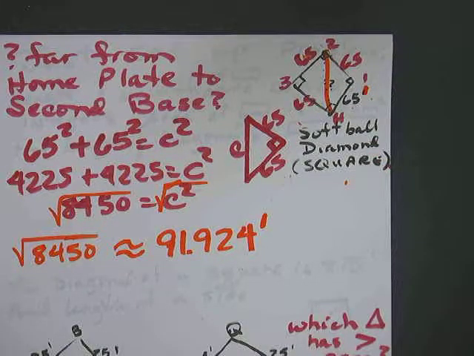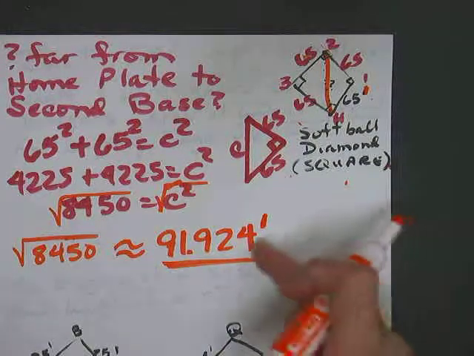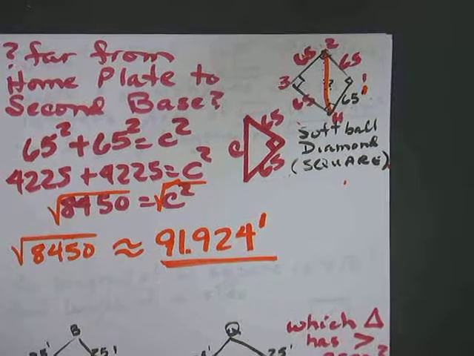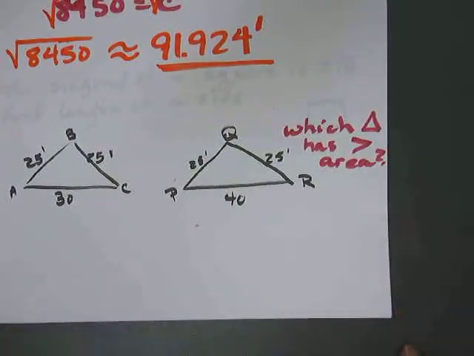So this is how many feet it is from home plate to second base in a softball diamond. It's about right there. You could take it to more places, but that's close enough. It's almost 92 feet, right?